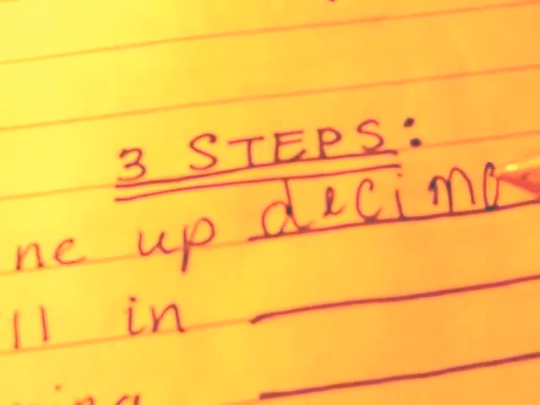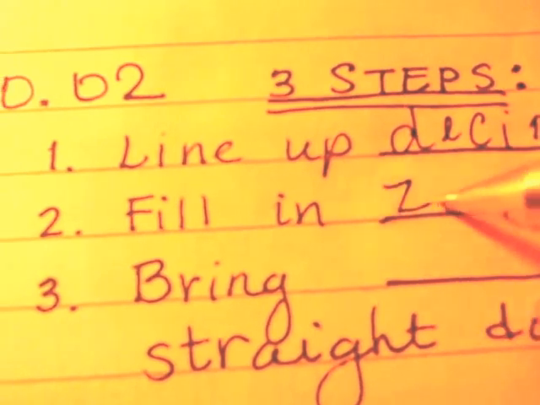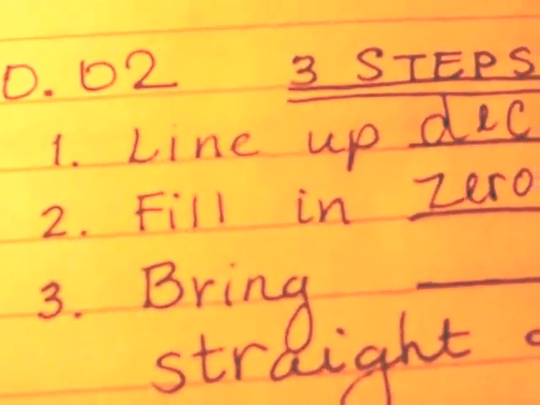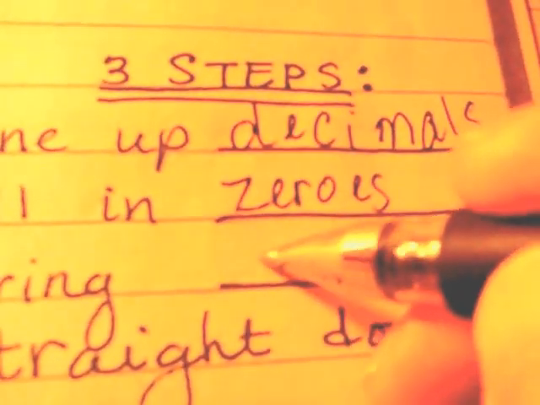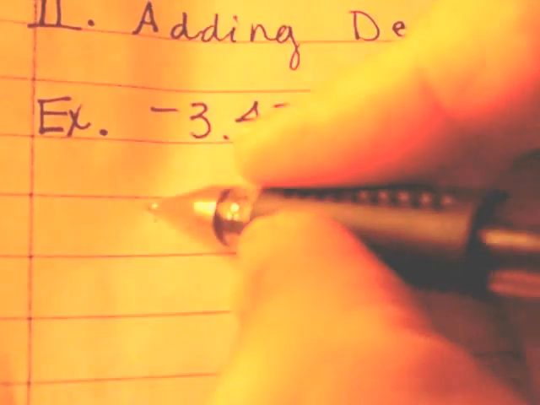Trying to hold the camera and write at the same time doesn't work very well. And then we're going to fill in zeros, and then we're going to bring our decimal straight down.